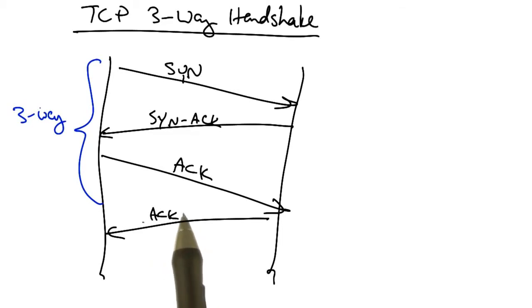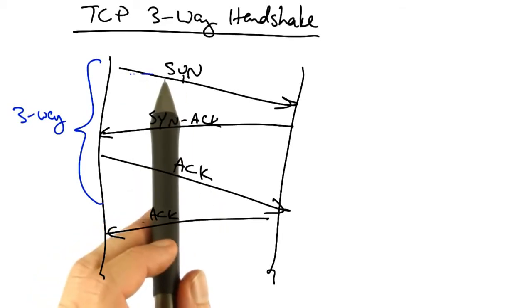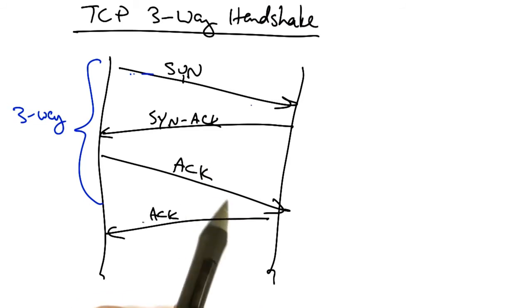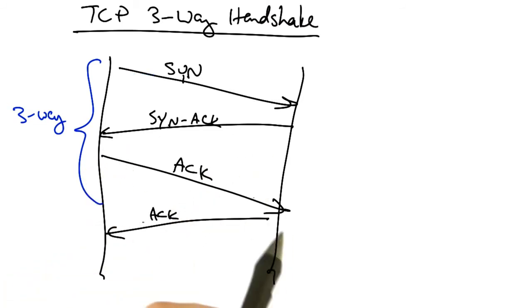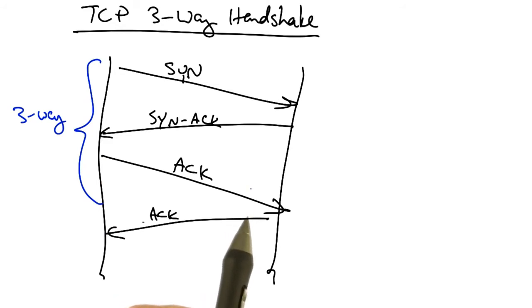So in a typical TCP three-way handshake, the client sends a SYN packet to the server. The server responds with the SYN ACK, and the client then returns with an ACK to the SYN ACK, at which point the connection is established.